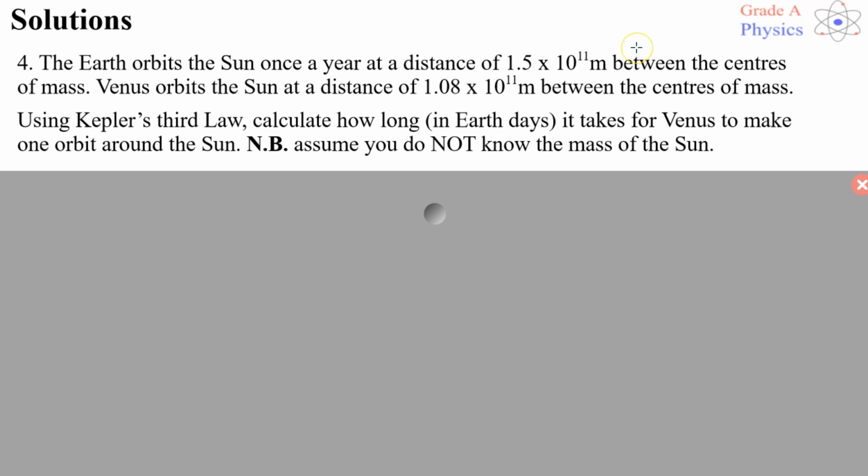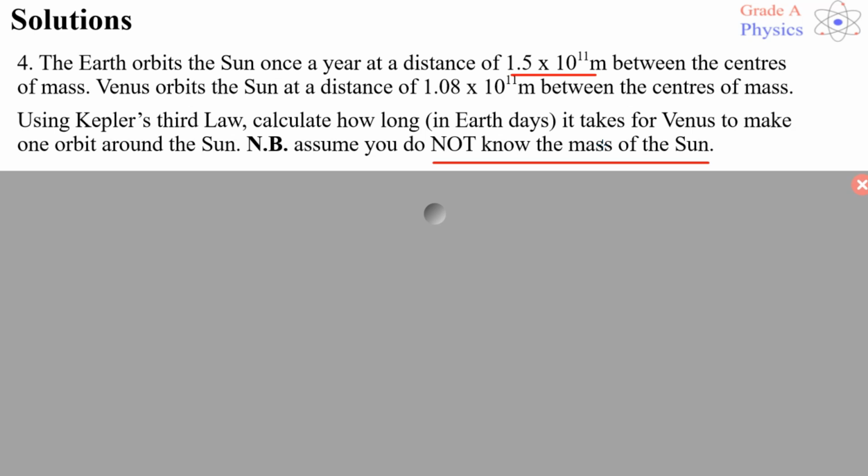Question 4 is more difficult, certainly. Now, if we have been given the mass of the sun, then this will be relatively straightforward. Now, you could answer this by calculating the mass of the sun, because if we know the orbital distance of the Earth, and obviously we know the time period, that's 1 year in seconds, we could use that information to calculate the mass of the sun. So that is one way of doing it.